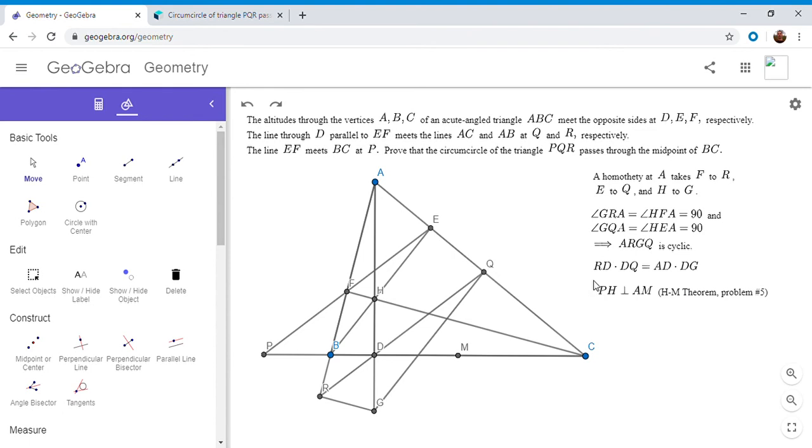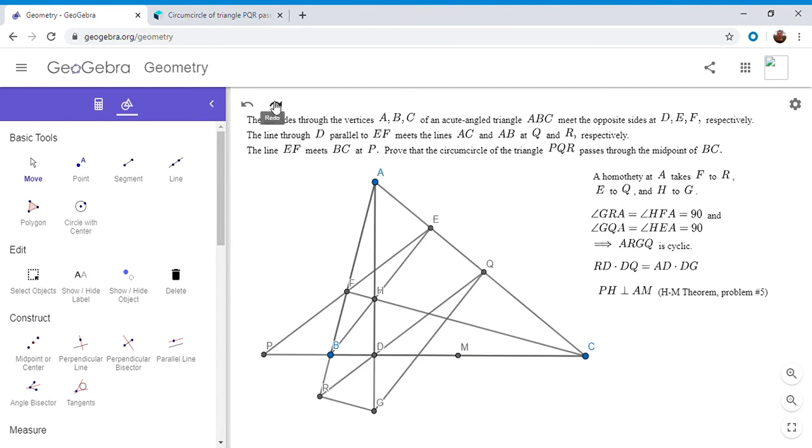I know it wasn't a full explanation. To see the full explanation of this way, you'd have to watch the video, and to fully explain the other way, you'd have to know a little bit about polars and projective geometry. So I'm not going to go into detail on that here, but anyways, PH is perpendicular to AM, and so that helps us compute angle MAG.